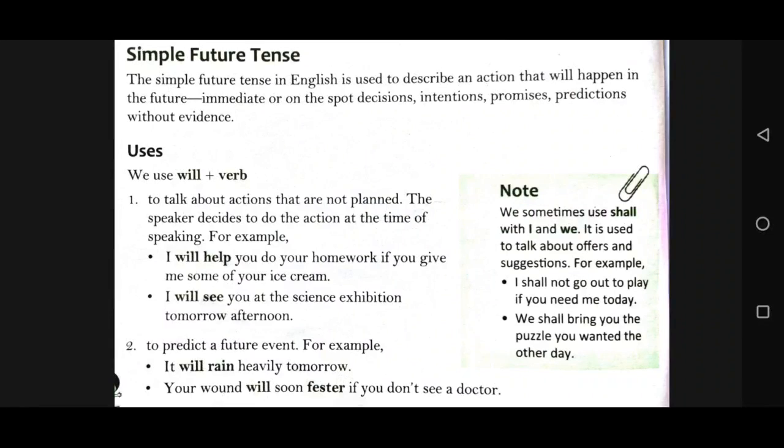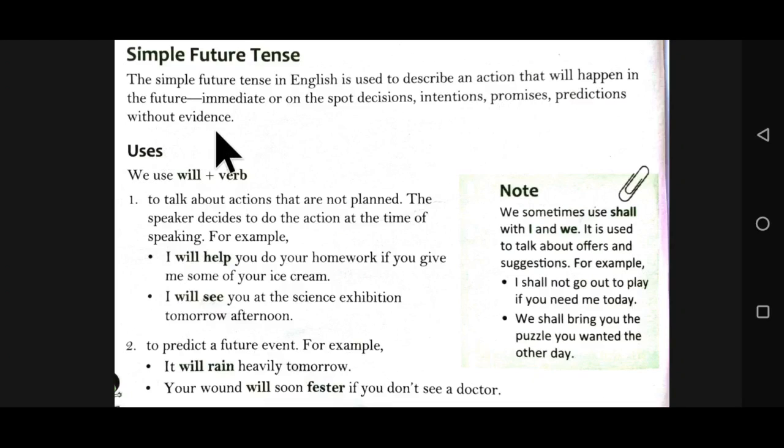Now next we are going to study simple future tense. Okay, now let's see its uses. Simple future tense in English is used to describe an action that will happen in the future. It means it is used to show an action that has not happened yet, that is not happening now, but that will happen in the future, in immediate or on the spot decisions, intentions, promises, predictions, or without evidence.